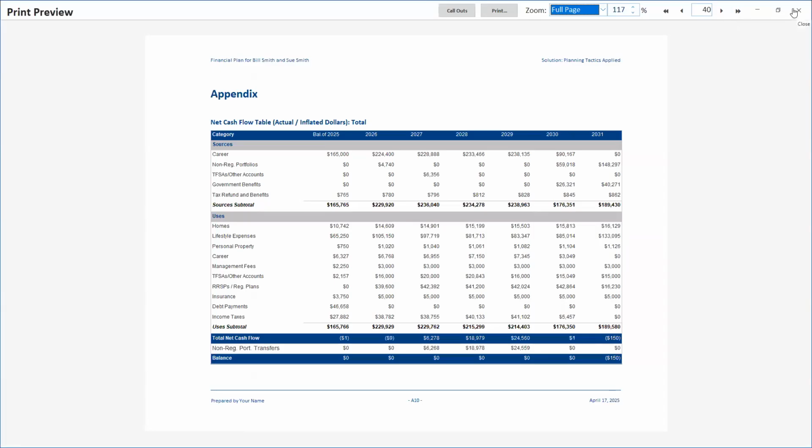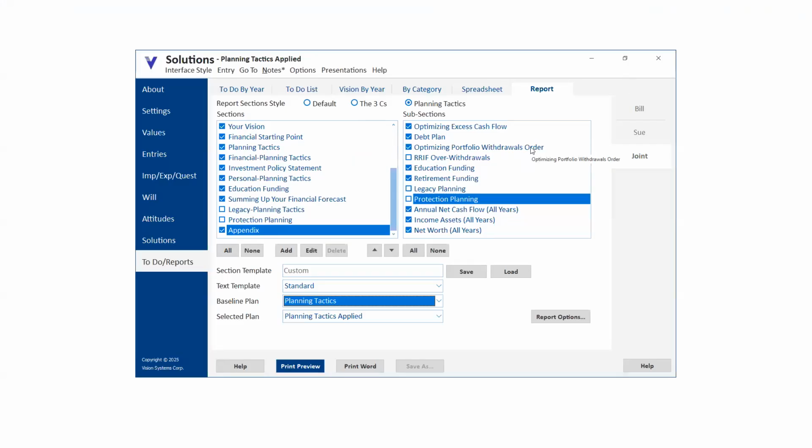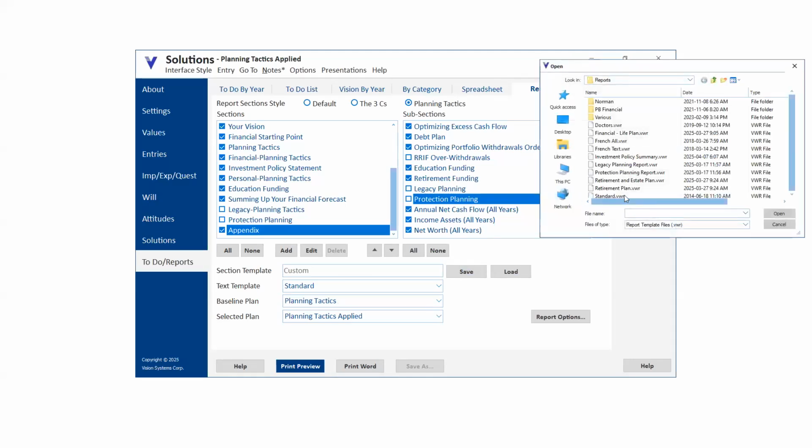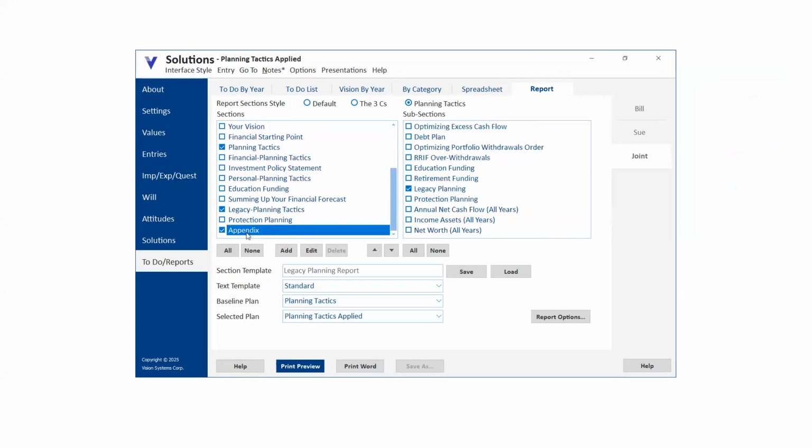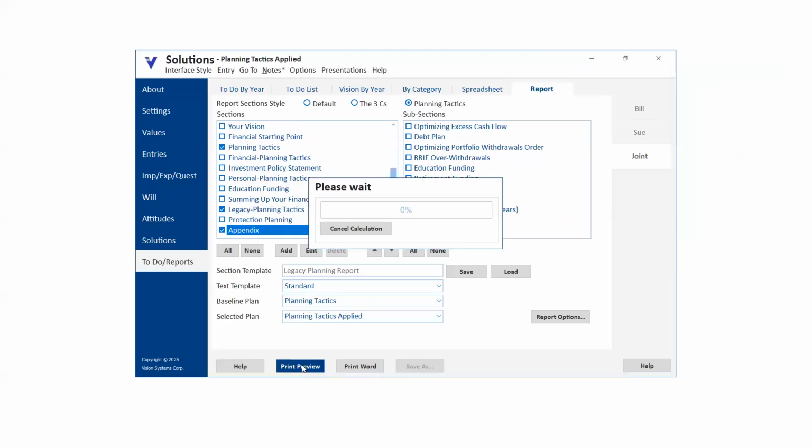Now, this is focused on financial planning tactics. What we did in the plan was we also did the legacy planning tactics. So my recommendation is do a focused report and then go in and load just the legacy planning report and have a different conversation with people. So you can see financial planning tactics. And then down here, I've selected just the legacy planning tactics, and in the appendix, just the legacy planning section of the appendix. So again, we'll click print preview.